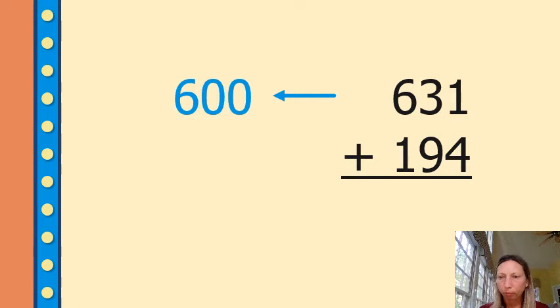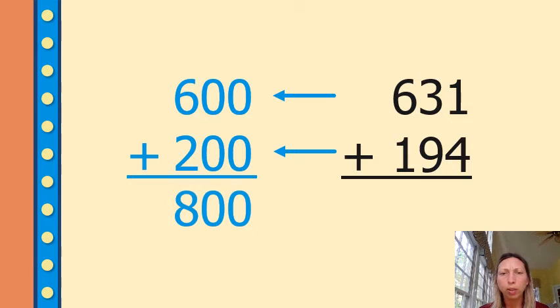Okay. So we're talking about rounding here. When you're rounding to the hundreds place, you look at the tens. So 194 would round to 200. If you add that together, you get 800. And then on the other side, they're going to show you how they regrouped and added those numbers.